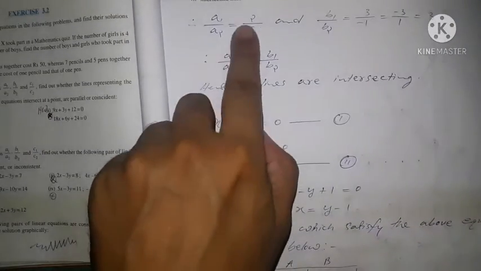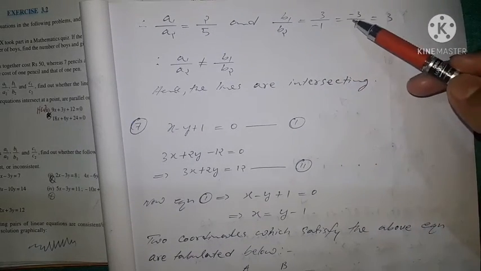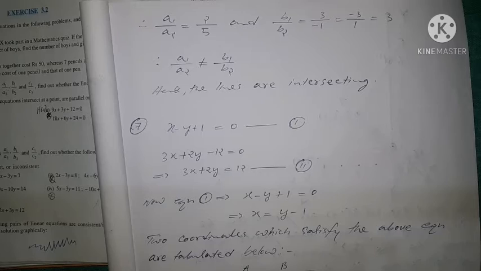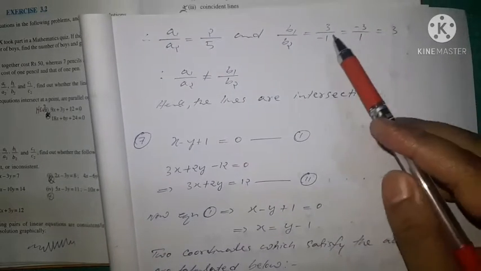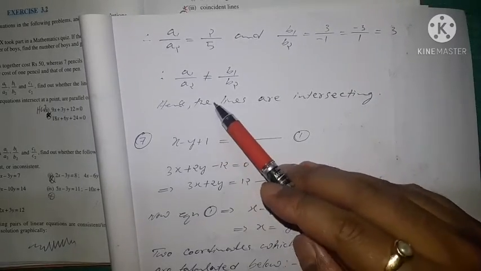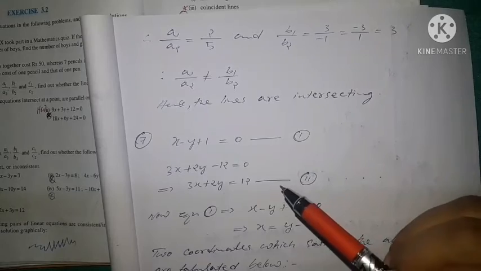So therefore a1 by a2 is equal to 2 by 5. Again b1 by b2 is 3 by minus 1, which is equal to minus 3 by 1, so which is equal to 3. Now we can see that a1 by a2 is not equal to b1 by b2. So therefore, since a1 by a2 is not equal to b1 by b2, hence the lines are intersecting.